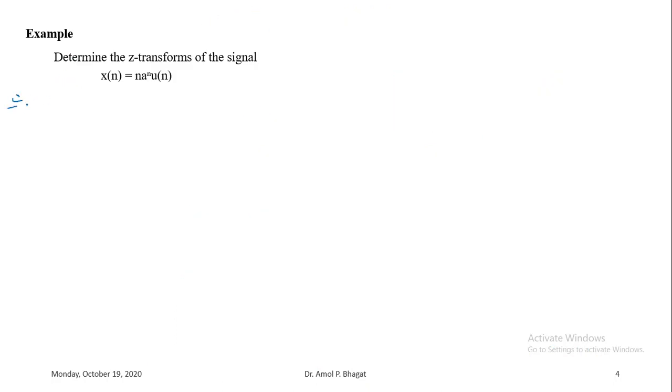Here again we have to determine the z transform of x of n equals n into a to the power n u of n. Initially we will identify the z transform of a to the power n u of n, and then by using the differentiation in the z domain property we can identify the z transform of n into a to the power n u of n. So initially, find the z transform of a to the power n u of n.